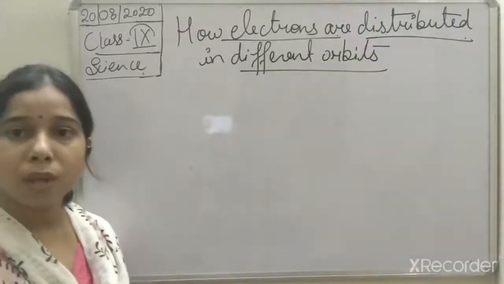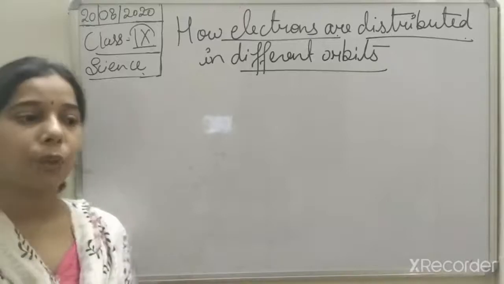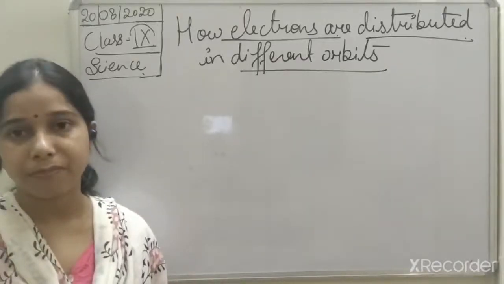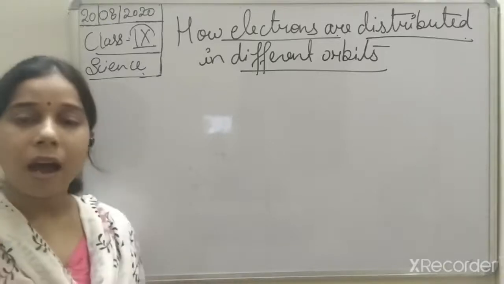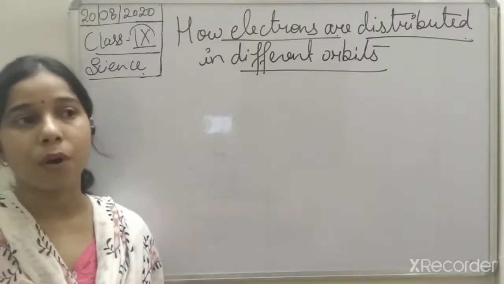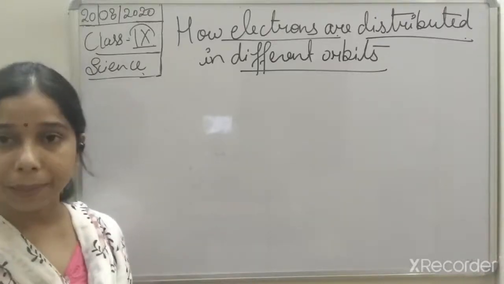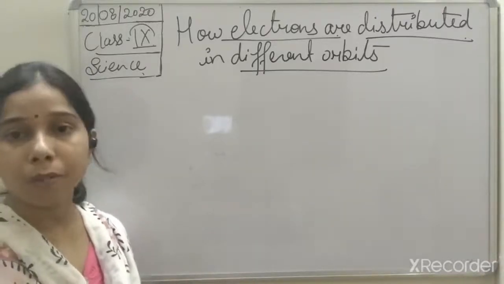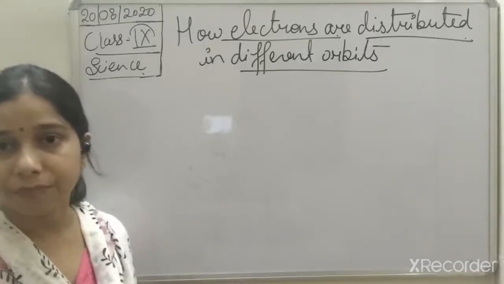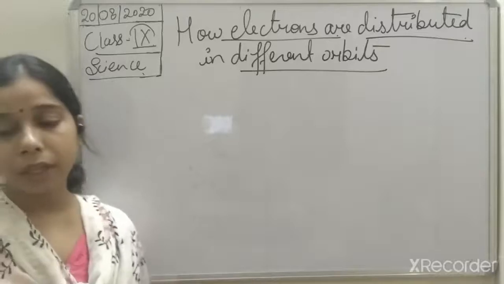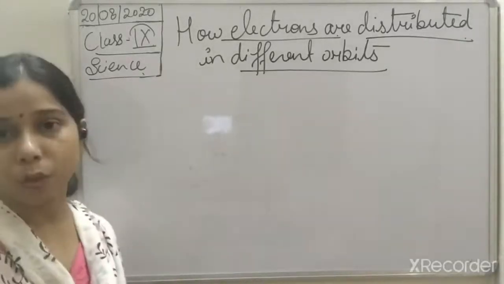Hello students. So in the previous class we were talking about the Bohr's model of atom. In Bohr's model of atom, students, we discussed how Bohr gave some postulates, how he explained his model of atom and how he overcame the drawbacks of the Rutherford model of atom. Okay, so ultimately you can say, students, that he explained the stability of the atom.